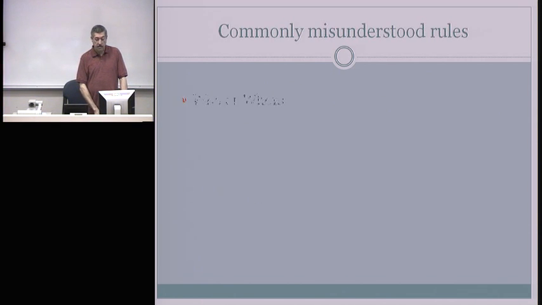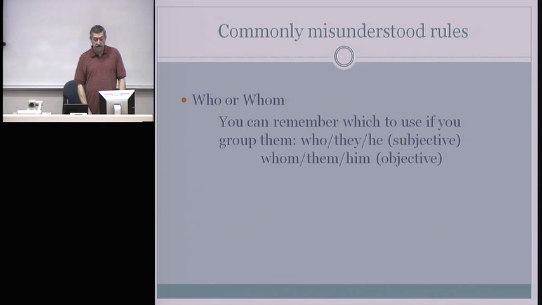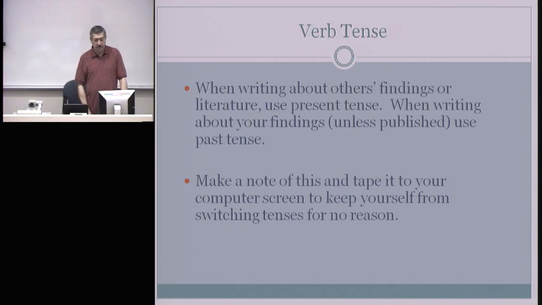And the more misunderstood rules are with who and whom. A lot of people get that confused. If you remember to group them, it's one of the easiest ways to use them. Who goes with they and he, and they're all subjective case. Whom goes with them and him, and they're objective case. Another one that confuses students is affect and effect. If you can just remember, affect is a verb and effect is a noun. So that should make it clearer if you can remember those two rules.